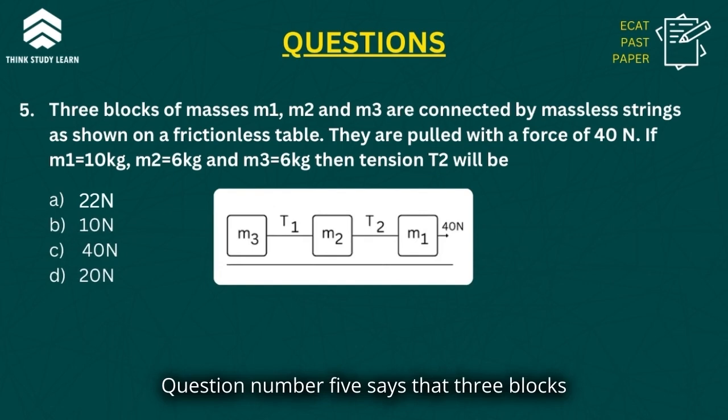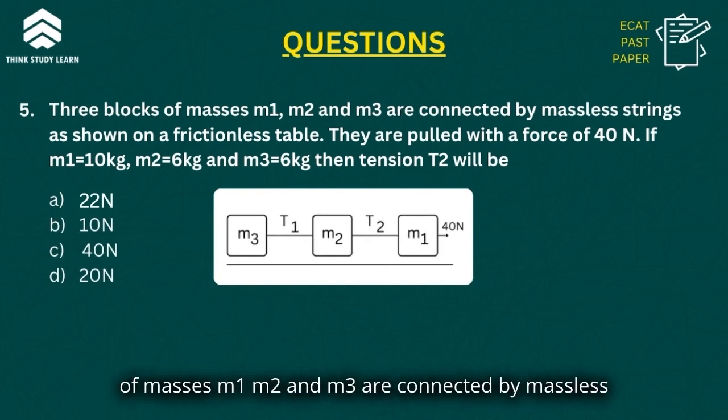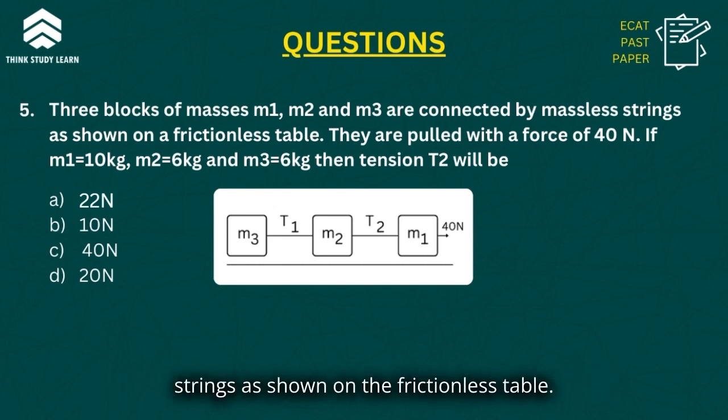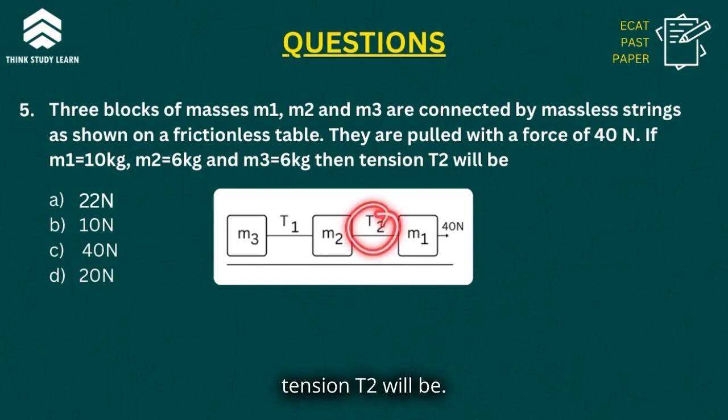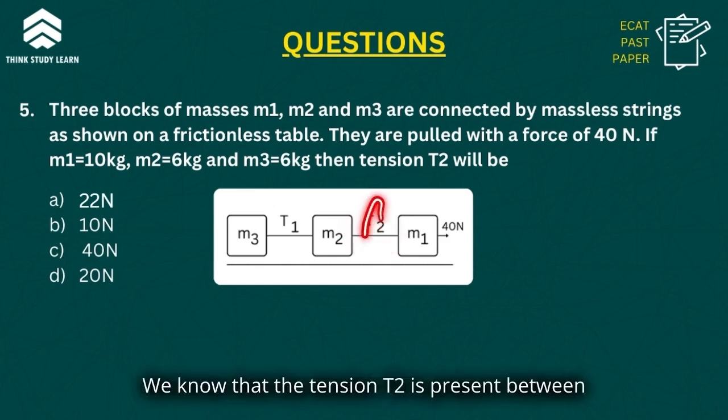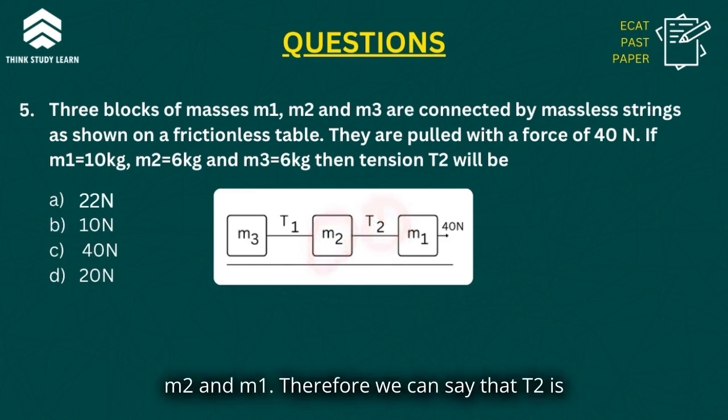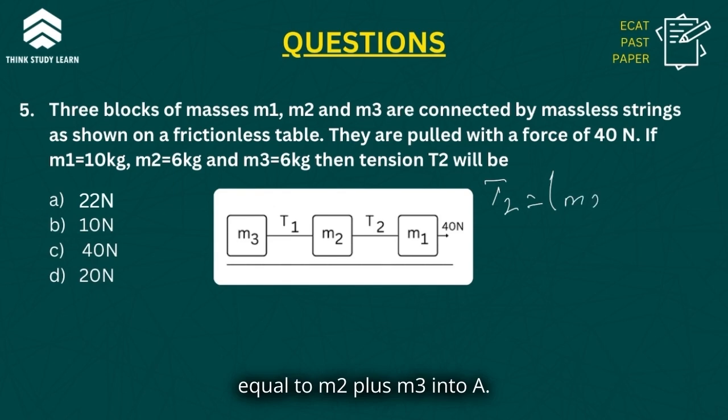Question number 5 says that three blocks of masses M1, M2 and M3 are connected by massless strings as shown on the frictionless table. They are pulled with a force of 40 Newton. If M1 is 10 kg, M2 is 6 kg and M3 is 6 kg, then the tension T2 will be? We know that the tension T2 is present between M2 and M1. Therefore, we can say that T2 is equal to (M2 plus M3) into a.